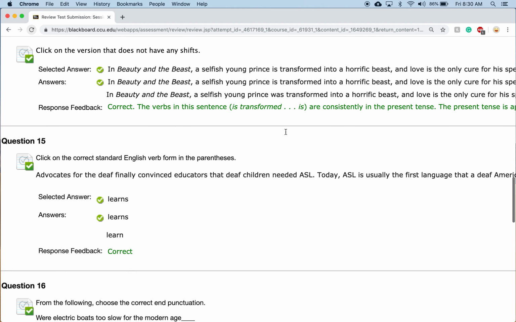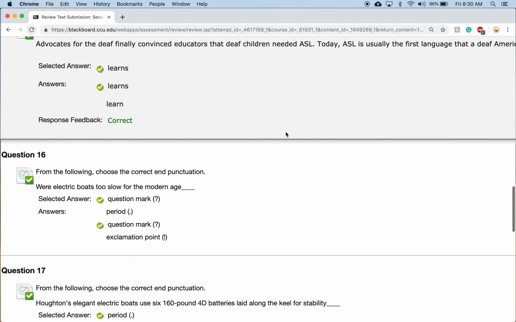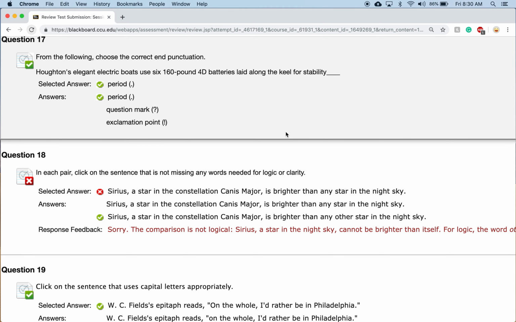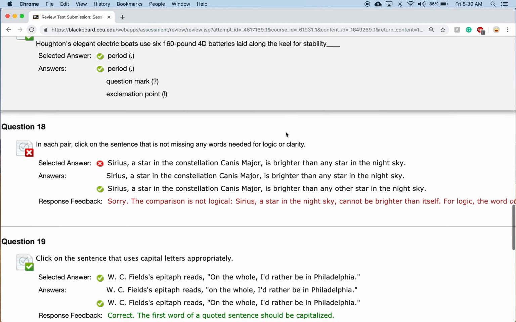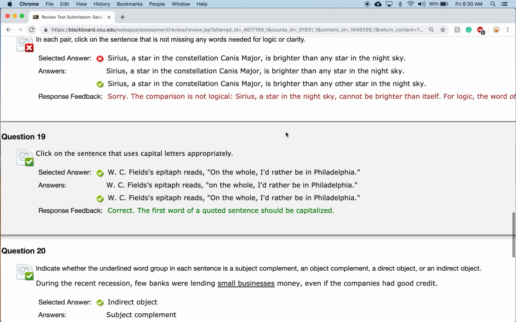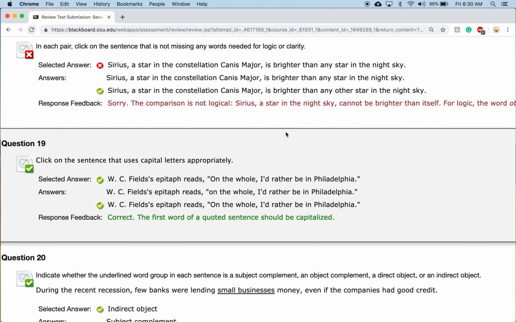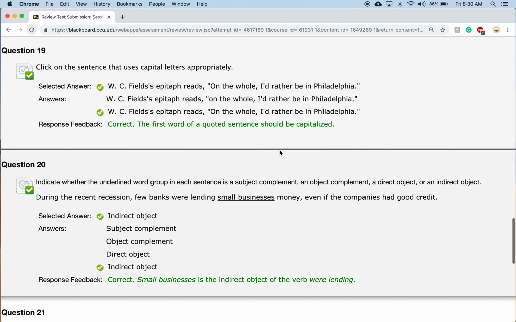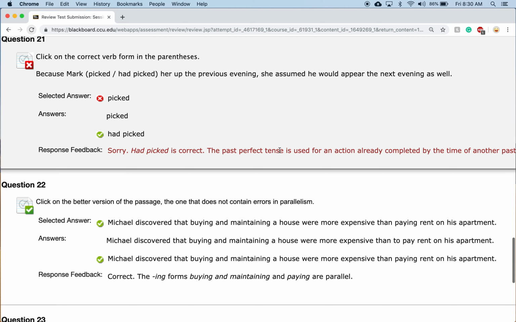Okay? I'm pretty sure that's all really, the rest of them are all repeats. Oh, punctuation marks. Knowing when to put your period, your question mark, and your exclamation point are important. Again, I missed one. I hated this one. It was about logic. It was silly. Has nothing to do with our English class, really.